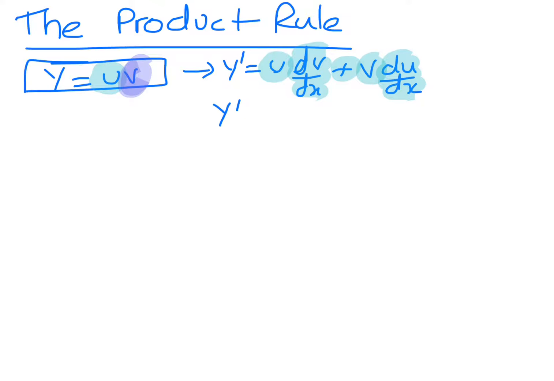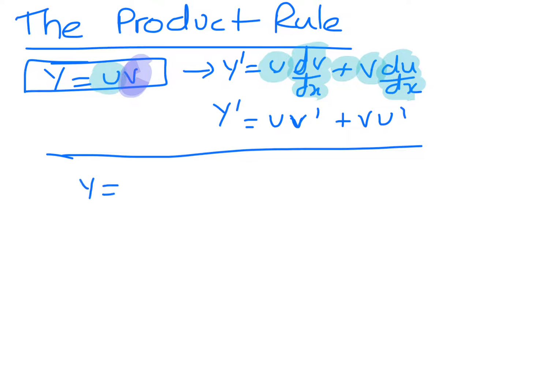That should be y dash. So y dash is u v dash plus v u dash. Okay, so that's an easier way to remember it: u v dash plus v u dash. Okay, so how do we use it?